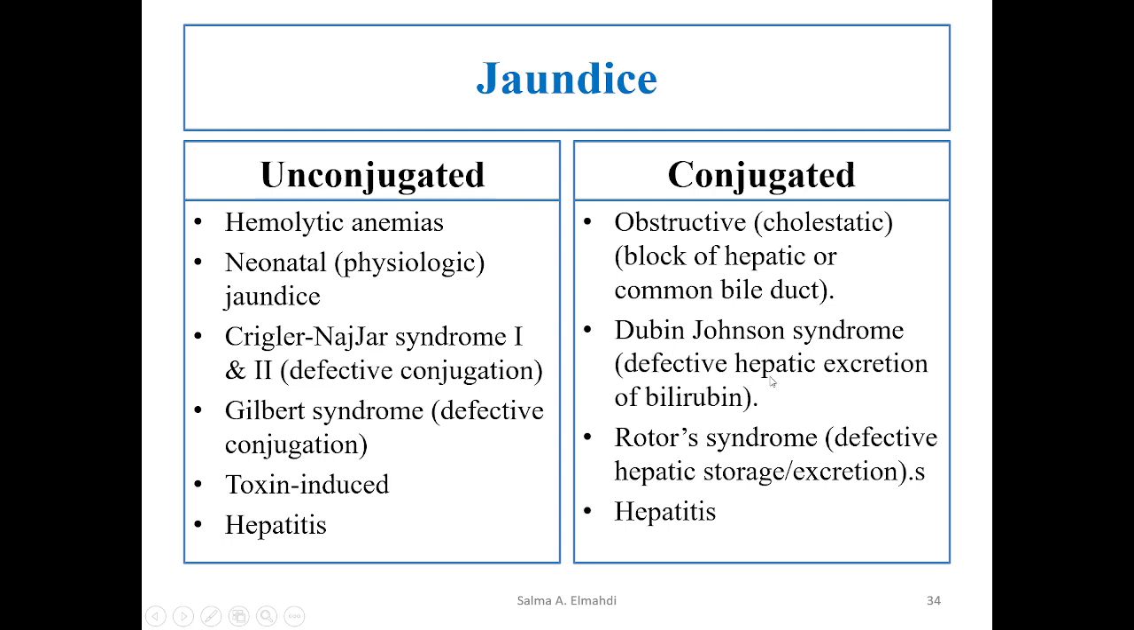Dubin-Johnson syndrome is due to defective hepatic excretion of bilirubin. Rotor syndrome is defective hepatic storage or excretion of bilirubin. Hepatitis itself can also result in conjugated forms of hyperbilirubinemia.